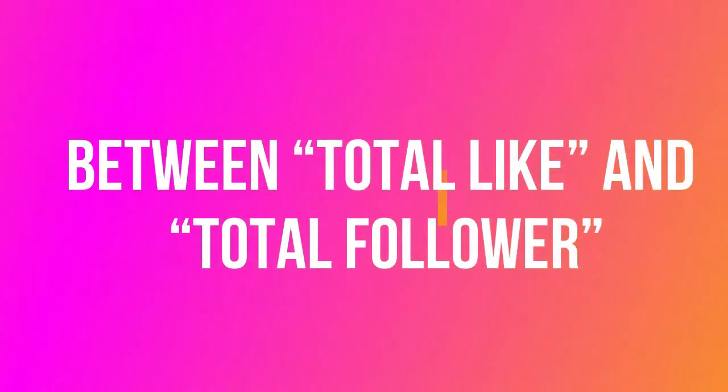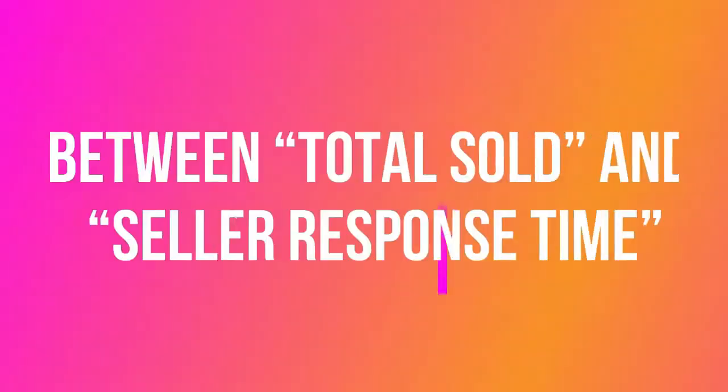From the survey, respondents tend to buy from a preferred seller compared to a seller who has a higher number of likes. 67 out of 107 respondents vote for preferred seller and 25 for total like. Moreover, respondents tend to buy from a seller who has more total followers than total likes. From the survey, 46 out of 107 respondents vote for total follower.